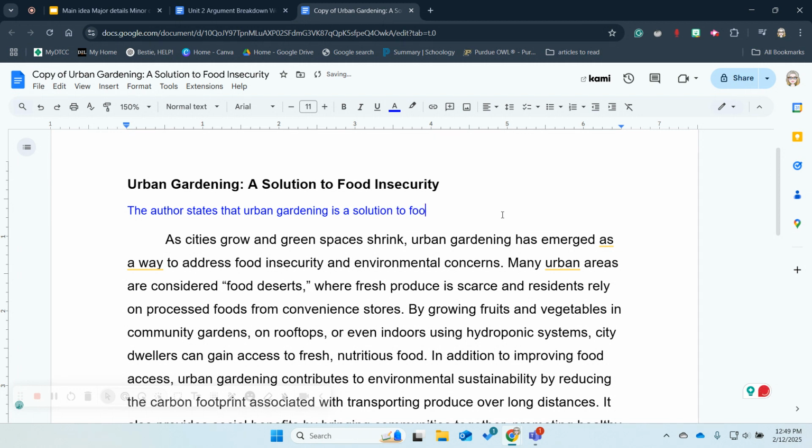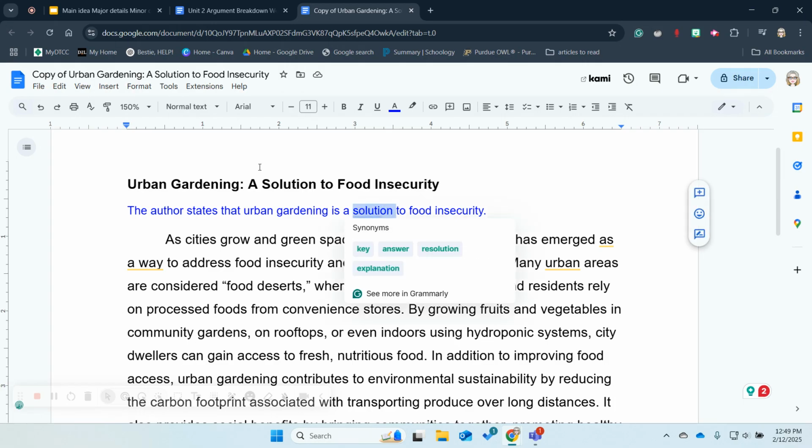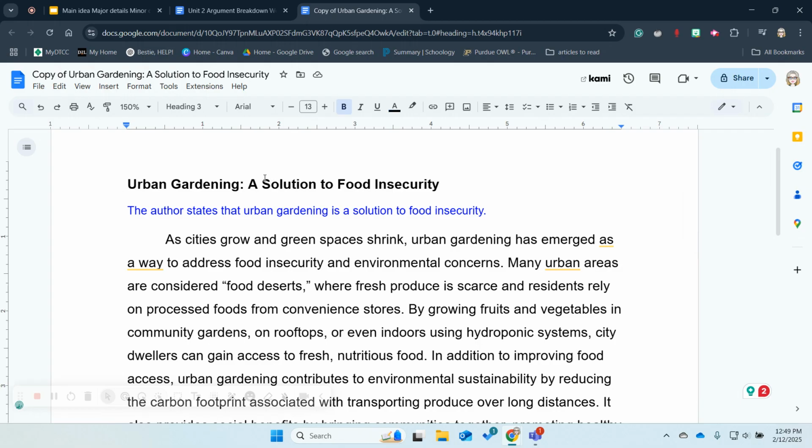to food insecurity. So this is something that a lot of students do when they're stating the main idea, is they take the title and they just make it into a sentence. That's something I would actually avoid doing, because a lot of times that's not going to give an overview of the whole article. You might be missing something. And again, we're not really using our own words here if we just say a solution to food insecurity, right? And you could see that when I clicked on solution, it gave me a synonym, didn't it?